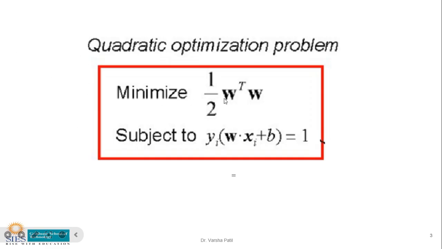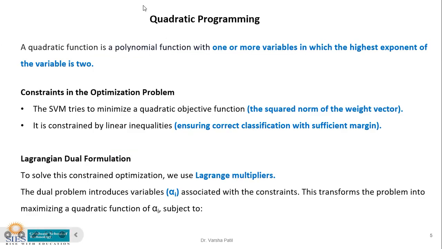In SVM, this W into W, that is the square term, is there. So it is a polynomial of order 2. That's why it is a quadratic optimization problem. And the optimization problem is to minimize this. So when we minimize this, we maximize the margin between the two classes, and the constraint is that all samples should be classified correctly. Quadratic programming.